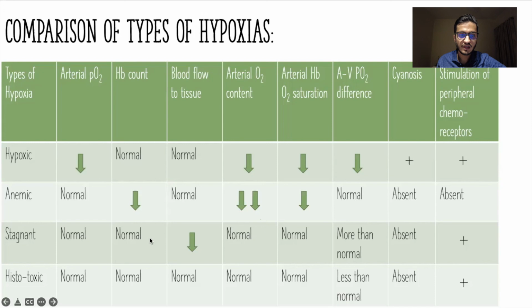The only clinical way or lab parameter to differentiate stagnant from histotoxic hypoxia is to find out the difference in the arterial to venous partial pressure of oxygen. Since there is decrease of blood reaching the tissue in stagnant hypoxia, there is more than normal difference between arterial to venous partial pressure of oxygen as compared to histotoxic hypoxia, in which there is less than normal. That means that there is decrease of oxygen being taken up by the tissues itself.